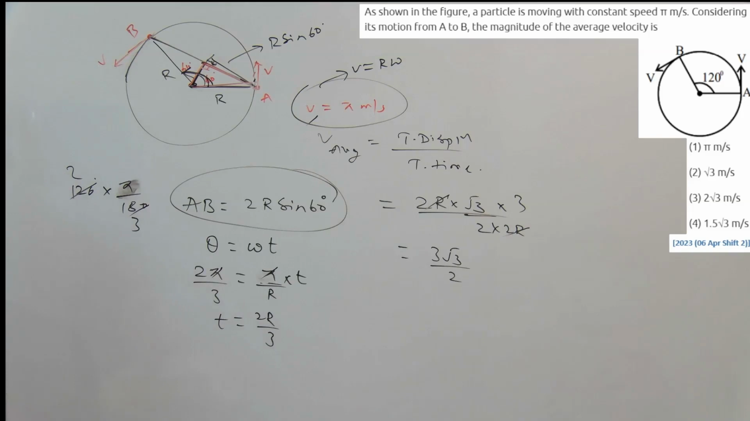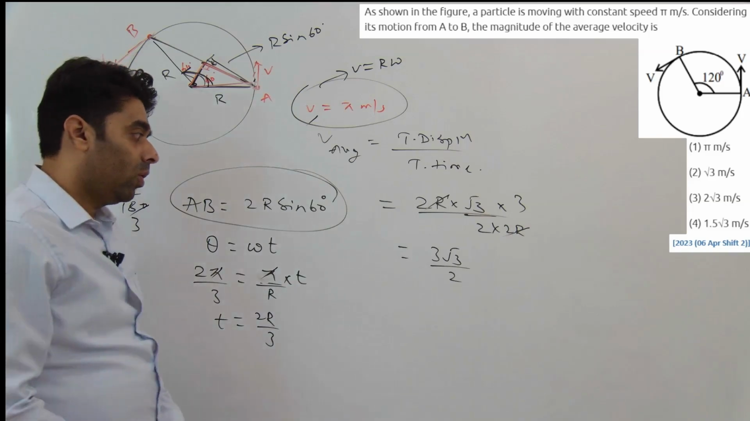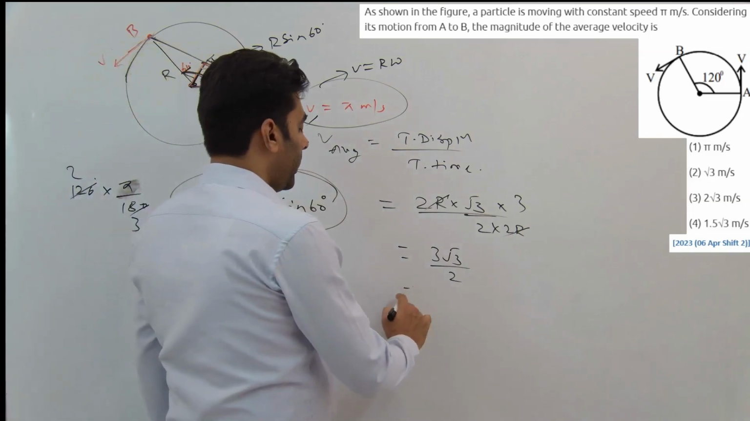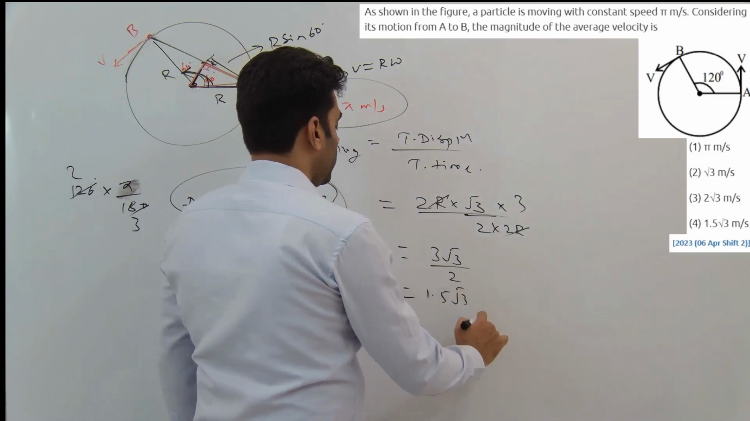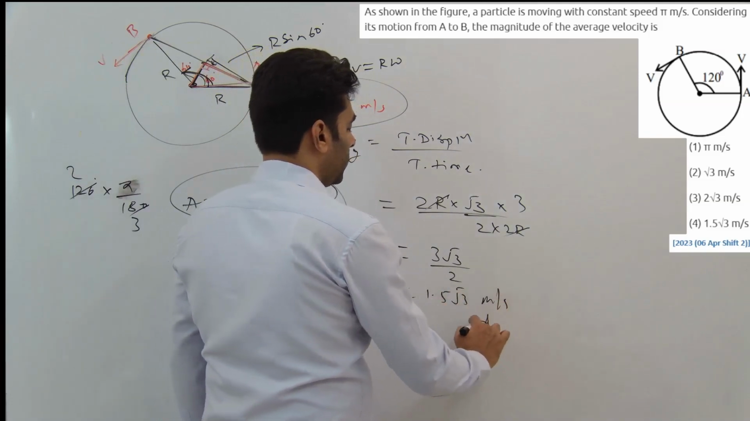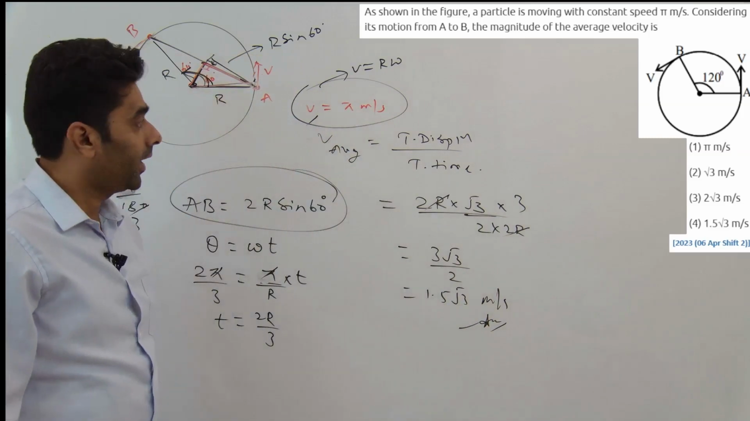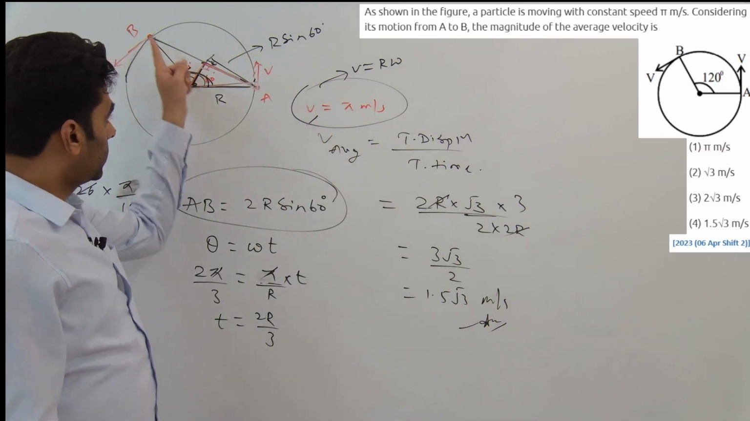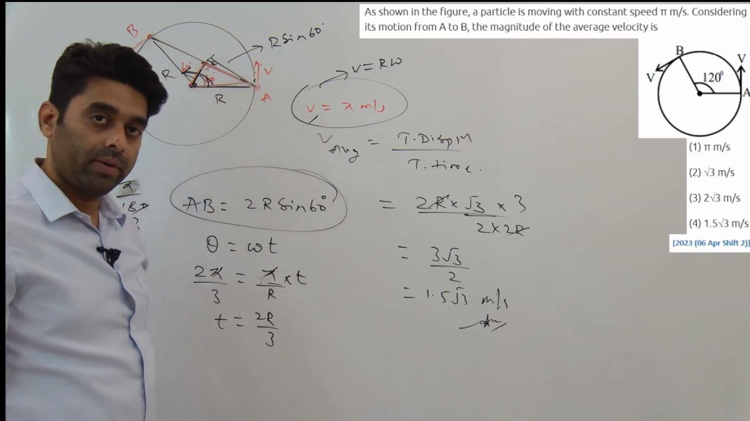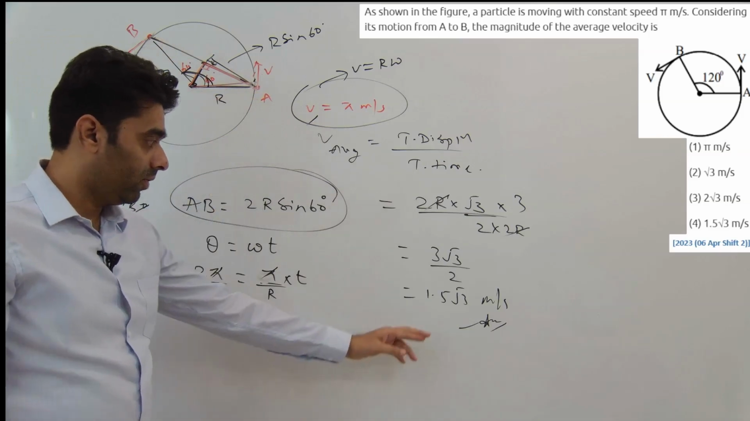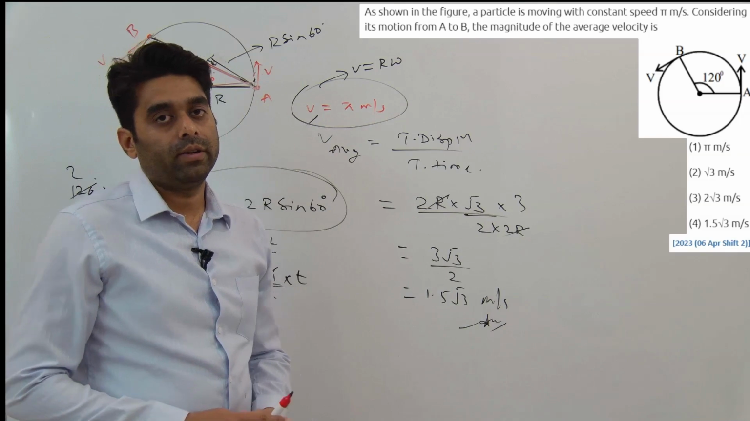Option number 4 is given to you as 1.5 root 3 meter per second. So option number 4 is our correct answer. Some geometry is involved over here to find out this distance, which we have used. So this is it, we got our answer. Chalo, let us look at the next question.